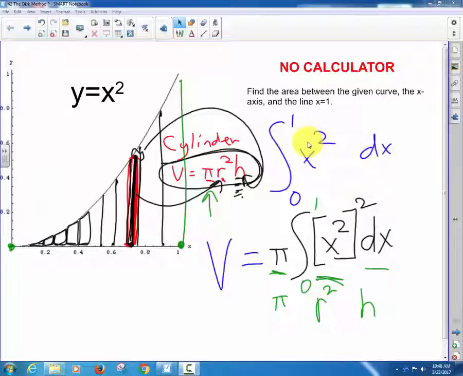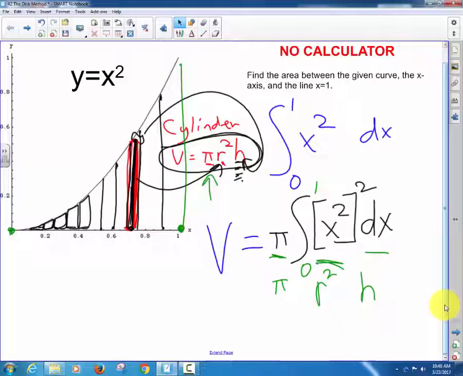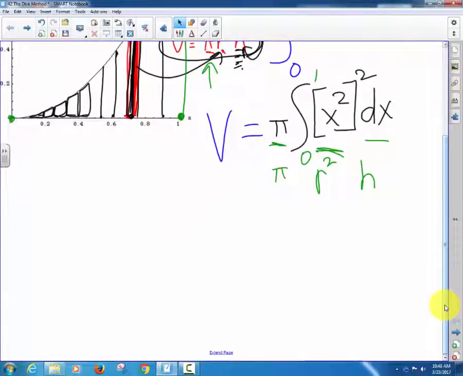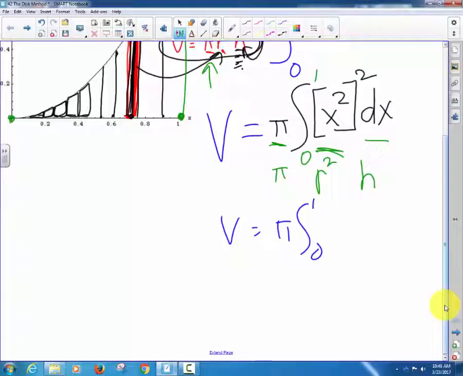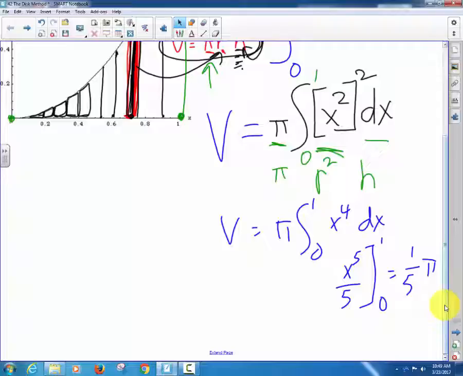Would the integration of this thing be very hard? No. What are we going to be doing? To actually figure it out, the volume is going to be pi integral 0 to 1 of x to the 4th dx, because x squared squared. Well, that integrates to become x to the 5th over 5. Evaluate that at 1 and 0. So 1/5 pi is your answer.